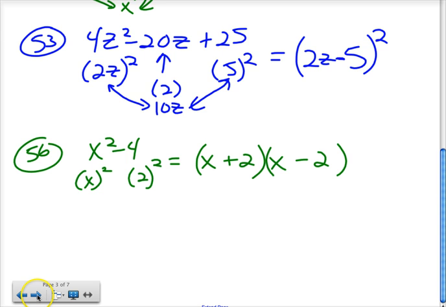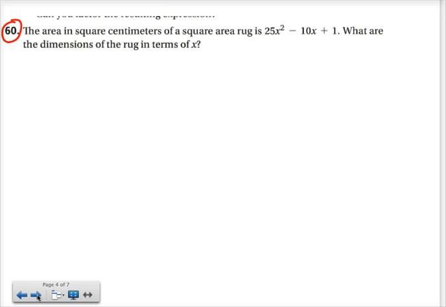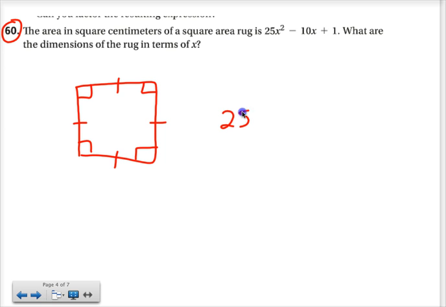The next problem I thought you might ask for was number 60. And this one says the area in square centimeters of a square area rug. So I think about what squares have. They have 4 90-degree angles and 4 sides that are all the same. And it says the area of the whole thing is 25x squared minus 10x plus 1. And then it asks, what are the dimensions of the rug in terms of x?